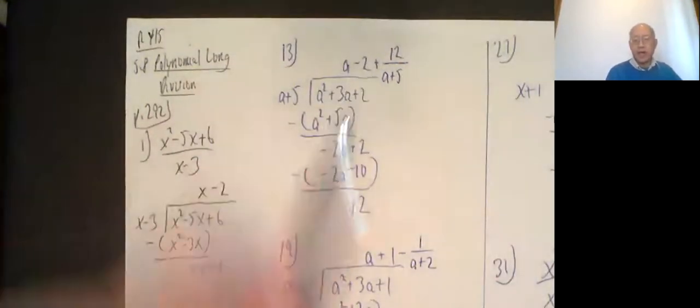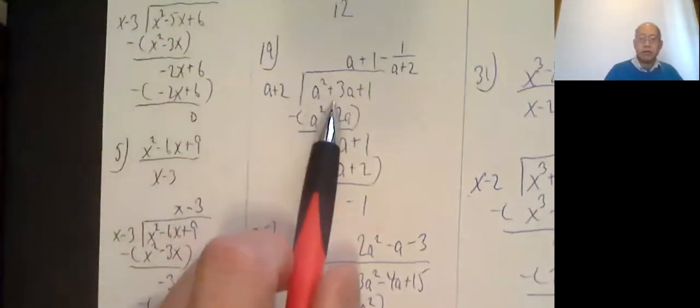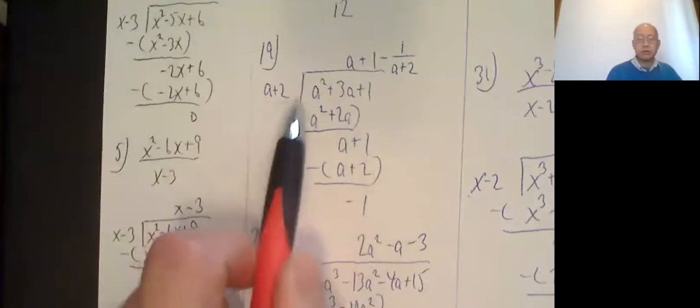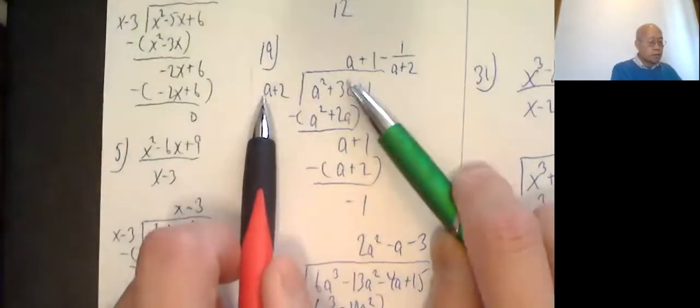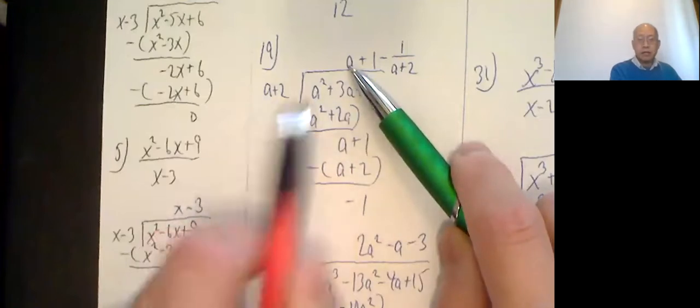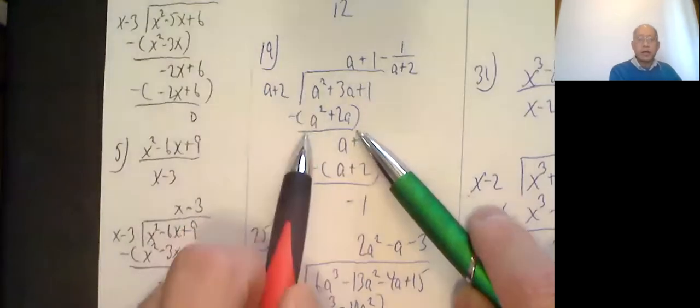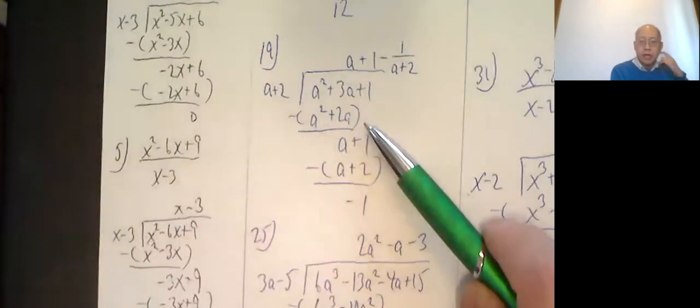Okay, what if the remainder is a negative? You can put it like this. So 19, a squared plus 3a plus 1 divided by a plus 2. So how do I go from a to a squared? Multiplied by a. A times this whole thing, a squared plus 2a. Subtract. Cancels out. 3a minus 2a is a.